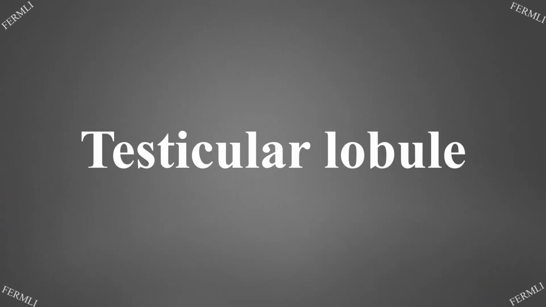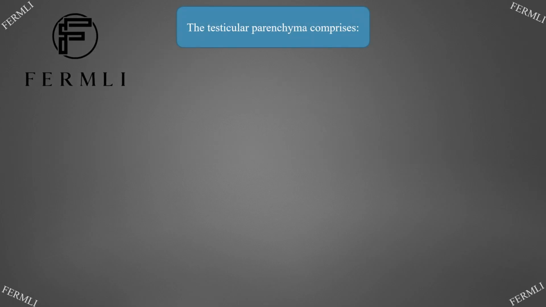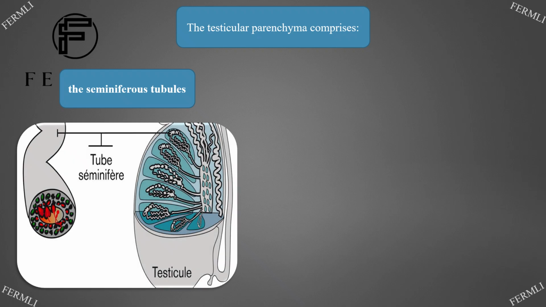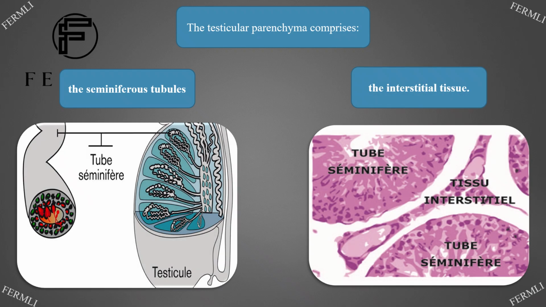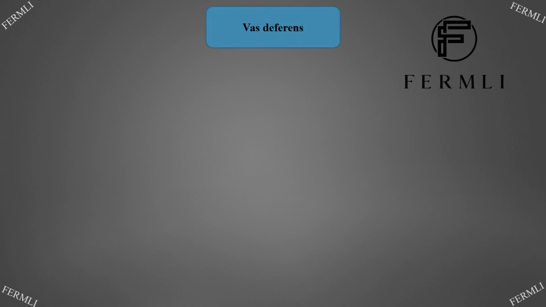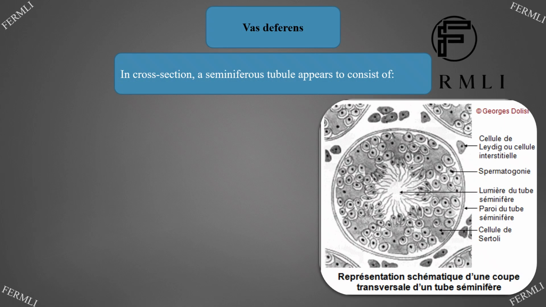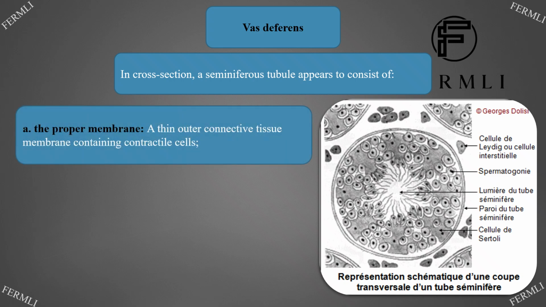Testicular lobule. The testicular parenchyma comprises the seminiferous tubules and the interstitial tissue. In cross-section, a seminiferous tubule appears to consist of: A, the proper membrane, a thin outer connective tissue membrane containing contractile cells.